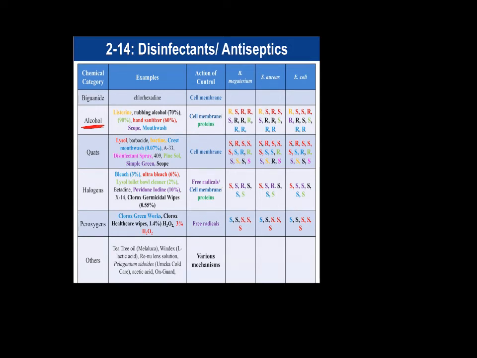So they're going to steal electrons away from important enzymes inside the cell. So bleach, I found across the board, bleach is a fantastic disinfectant. It tends to be sensitive to all three species that we have.